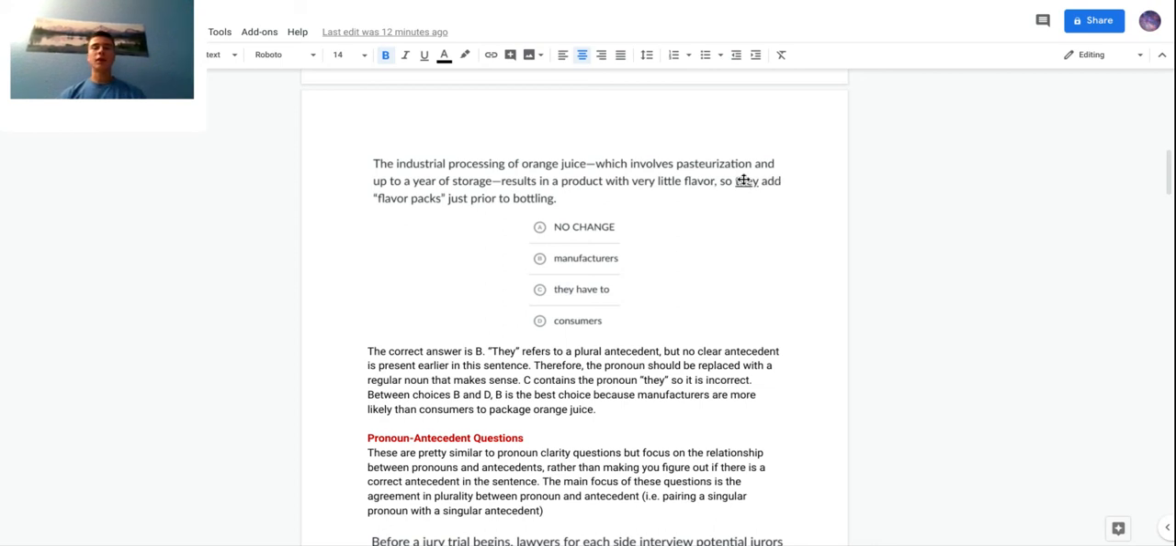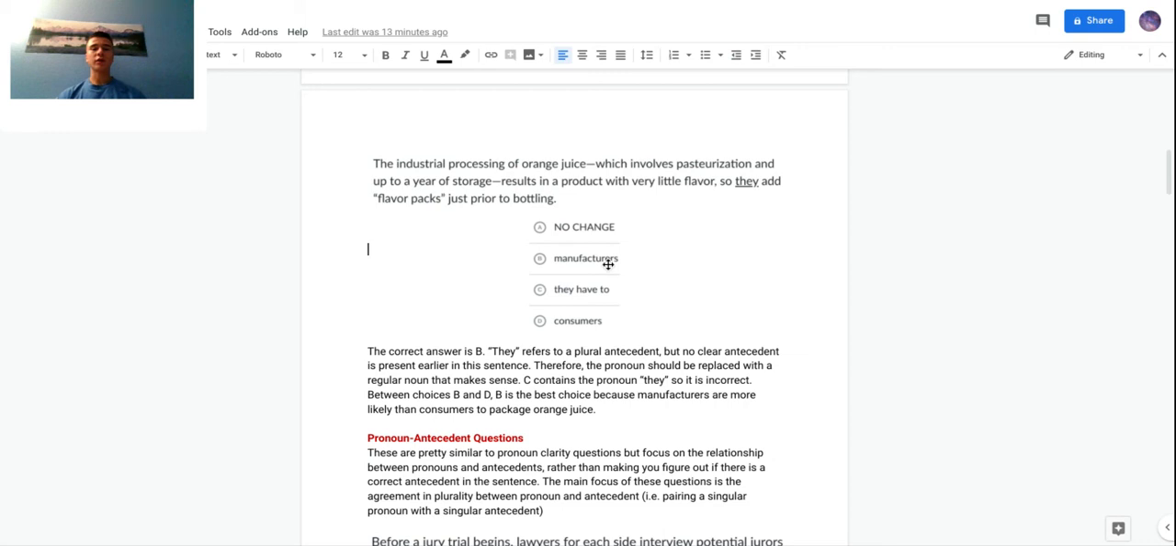So they is a plural subject pronoun. You don't have to learn the classifications, but you should know plural versus singular. Since this is plural, we should be looking for a plural noun before, which could be the antecedent that they is referring to. If we look before, all the nouns are processing, orange juice, pasteurization, storage, product. None of them are plural. So they can't work in this case. You're going to have to replace it with something more specific. And remember what I said: if there's a pronoun with no clear antecedent, the pronoun must be replaced with a noun to make it specific.